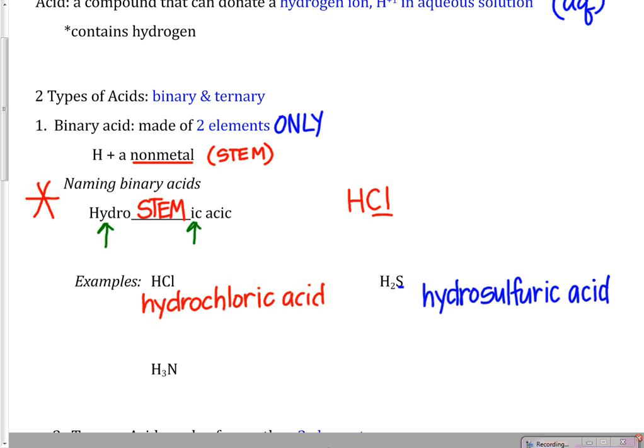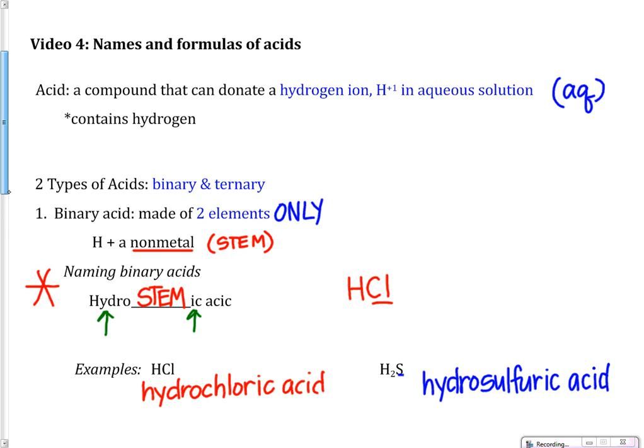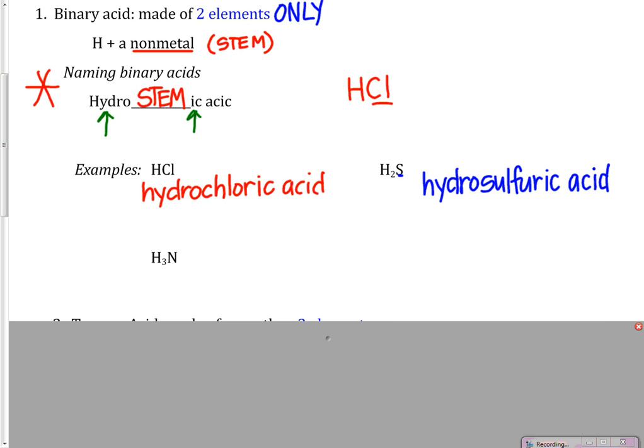If we do another example, H3N, N is the nonmetal, that's nitrogen. To name it, I'm going to have hydro, and then the stem, instead of saying nitrogen, I'm going to say nitric, and then acid. Those are three examples of binary acids. For binary acids, again, you have a hydro in front, the stem of the nonmetal in the middle, and then the ending ic.